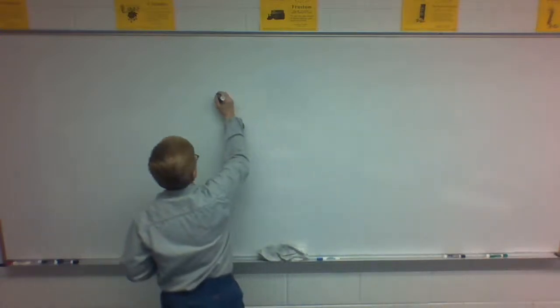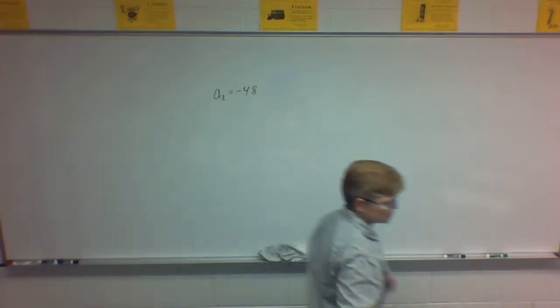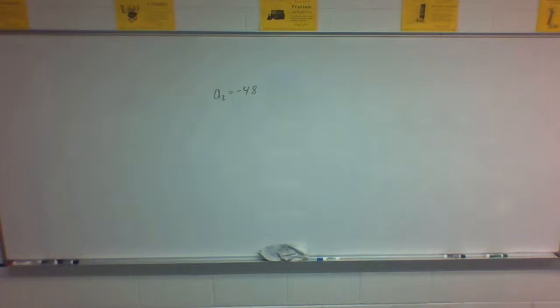And I think I'm going to do number 40. That was part of your review assignment, right? Do you want me to do a different one? All right. Number 40 is A2 equals negative 48. And A, what's the other one? A5 equals 3.